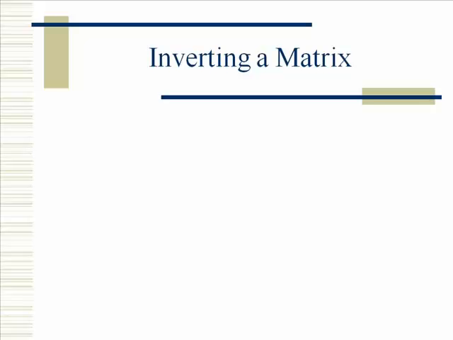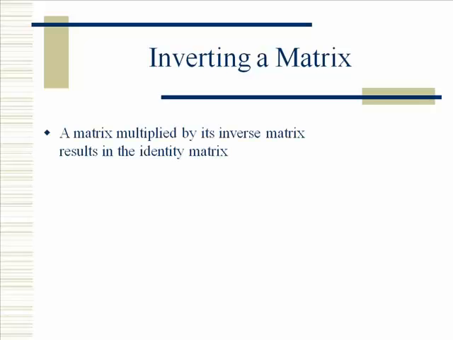Next we have inverting a matrix. Now inverting a matrix is actually a little bit more complicated mathematically, but we can think about it as a means to an end. If we take a matrix and multiply it by its inverse, we get what's called the identity matrix. The identity matrix is kind of like multiplying by 1. It's ones down the diagonal, zeros every place else.